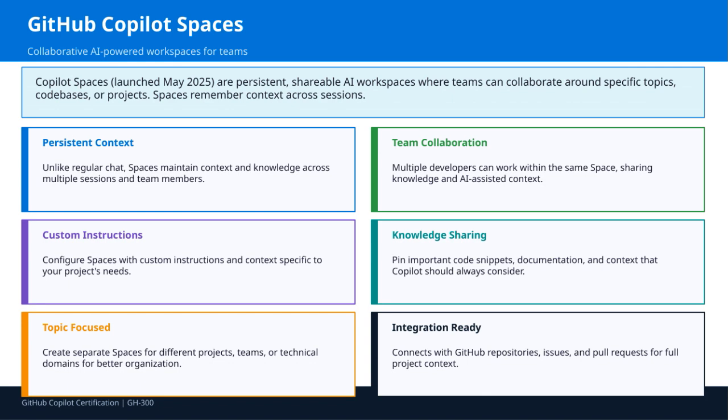Additionally, spaces are topic-focused, allowing you to create separate environments for different projects, teams, or technical areas. This organization improves workflow and clarity. Finally, Copilot Spaces integrate directly with GitHub repositories, issues, and pull requests, providing full project context and streamlining your development process. Overall, Copilot Spaces offer a powerful new way for teams to collaborate more effectively with AI support.